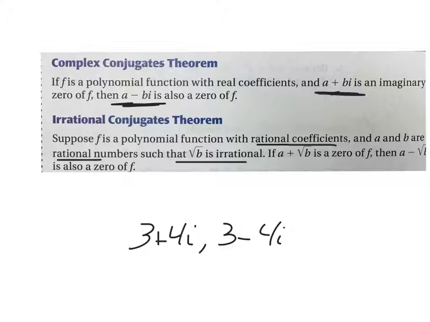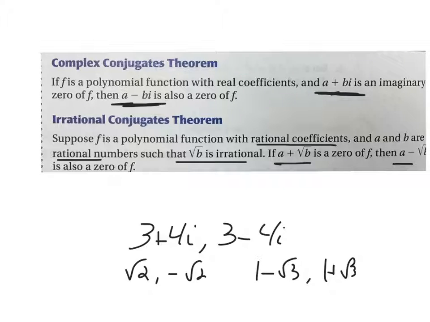And for irrational ones, if it's a polynomial with rational coefficients, where a and b are rational numbers such that the square root of b is irrational, then a + √b is a zero, and a - √b is also a zero. So again, complex or even irrational conjugates is also true. If you get √2 as a solution, -√2 is a solution. Or if you get 1 - √3 as an answer, 1 + √3 is an answer.